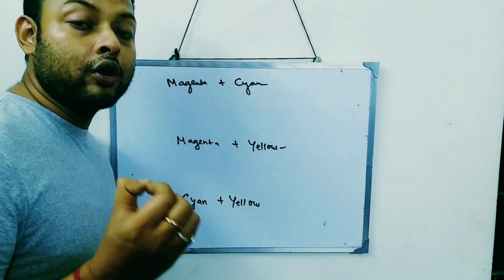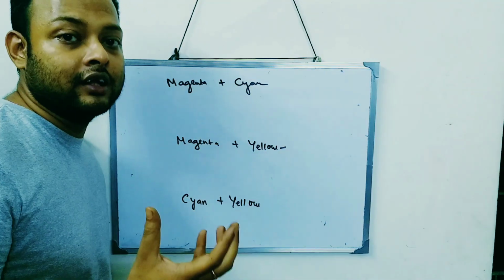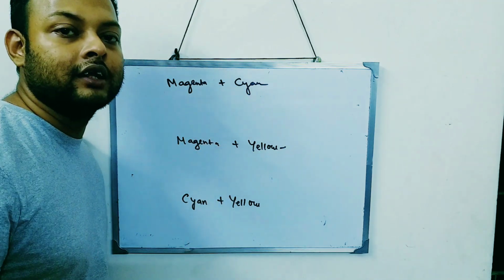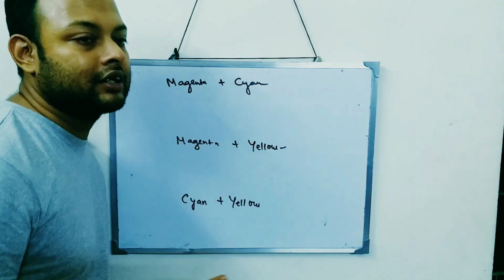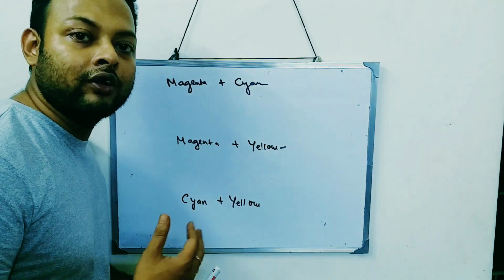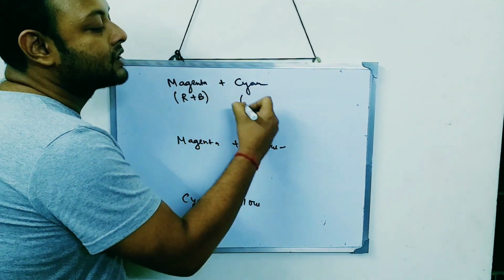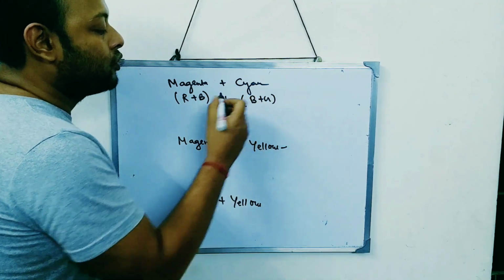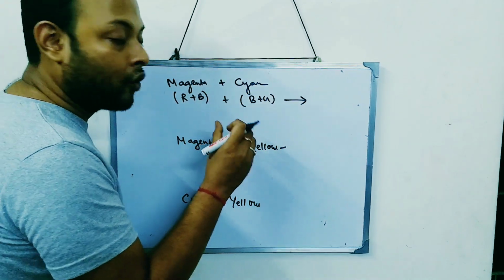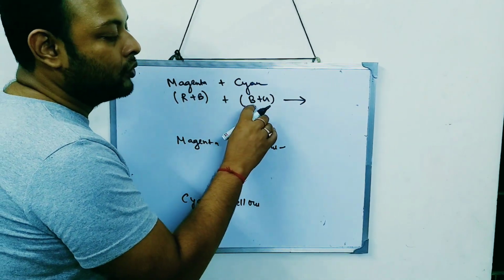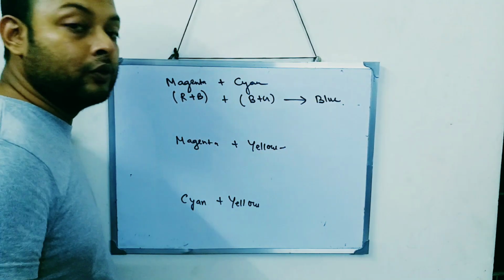When you add the secondary colors, basically you are doing the process of color subtraction. Remember, when you are combining the secondary colors, you are following the process of color subtraction. So in color subtraction, you have to follow the other way. Magenta means red and blue. And cyan means blue and green. So when you combine them, your answer should be the common color. Blue is over here, blue is over here. So magenta and cyan combine to give you blue.